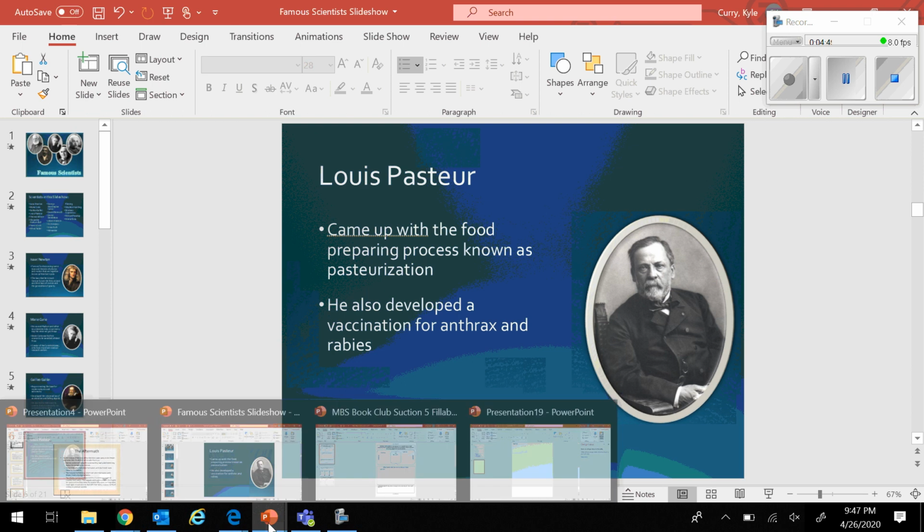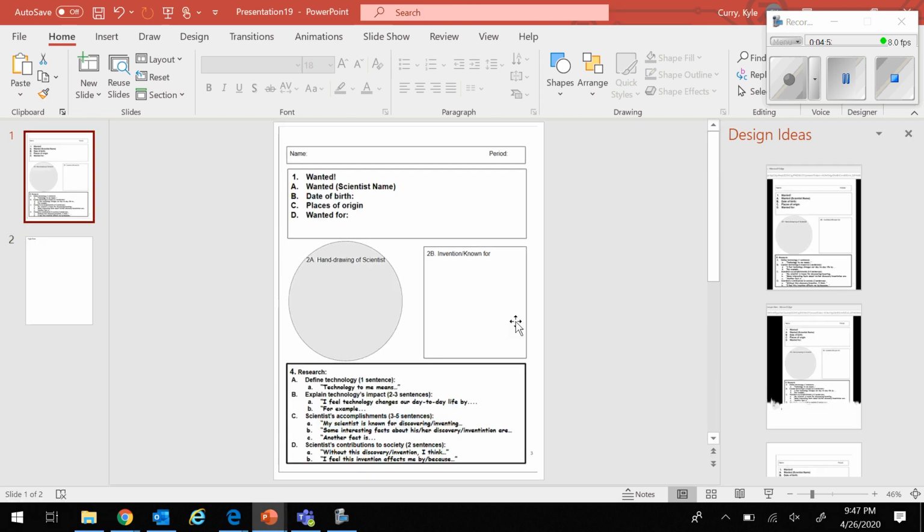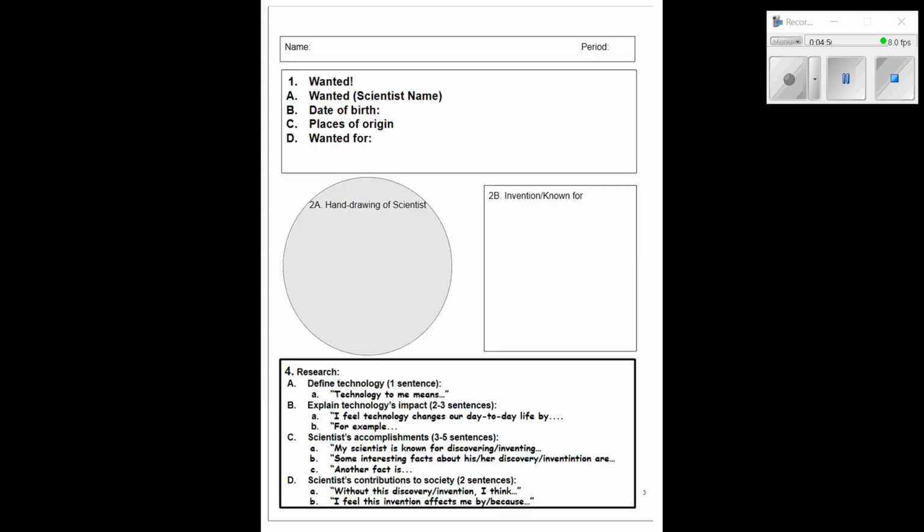Okay, I'm going to get us out of this presentation right here, and I'm going to bring you to your assignment. What you're going to do is use this guide to help you understand what you should be looking for with your scientist. It's kind of like a wanted poster. You want to know their name, obviously, their date of birth, where they're from, and what they accomplished. You want to find a picture of them, the invention that they're best known for, and then here are some thinking stems to help you look for different things.